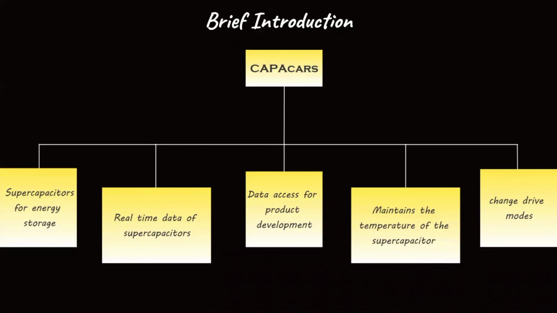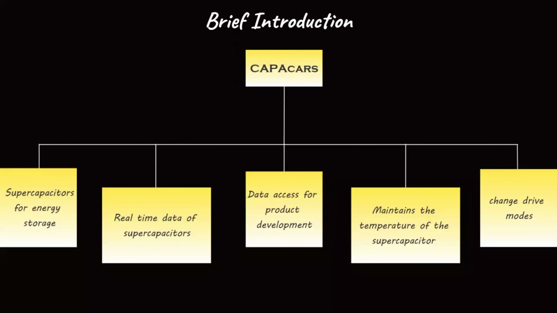As stated before, our Kappa card system uses supercapacitors for storing energy instead of batteries because supercapacitors are faster at storing energy and also can store a lot of energy compared to batteries. The system also allows the user to see real-time SOC and temperature values of the supercapacitor and also allows the user to change the drive modes depending on the SOC of the supercapacitor.